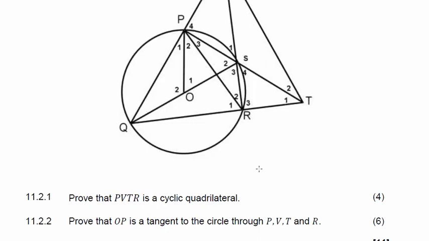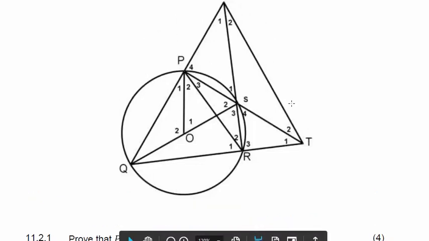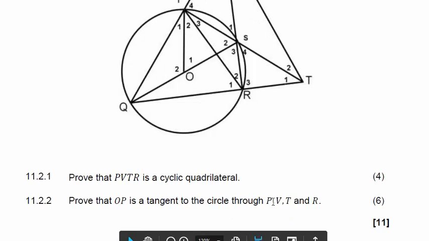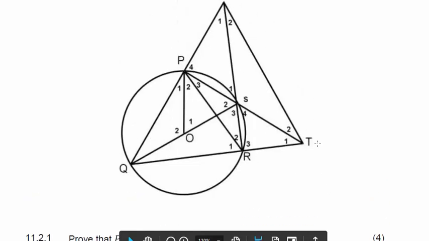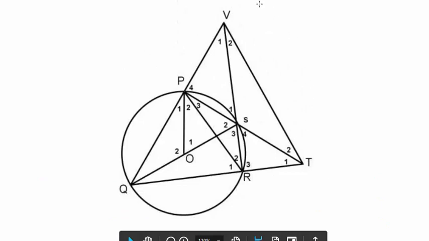Then prove that OP is tangent. Usually they tell us it's a tangent, but now we must prove that OP is tangent. Tangent to what? To the circle through PVTR. So we know PVTR is now a circle, we can draw a circle through those. Now they want me to show that OP is a tangent to that circle.